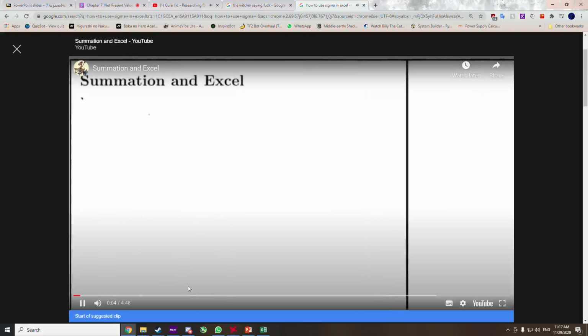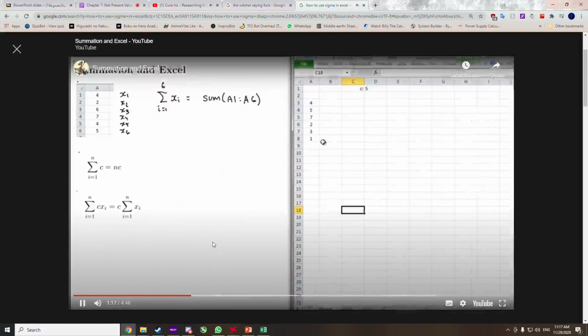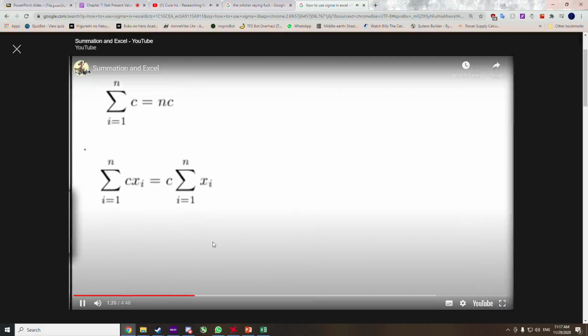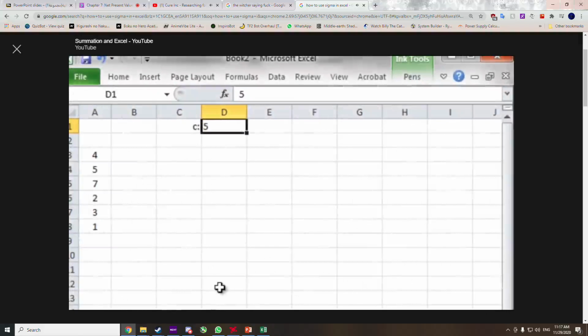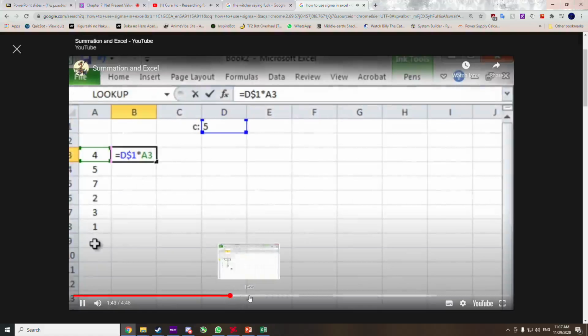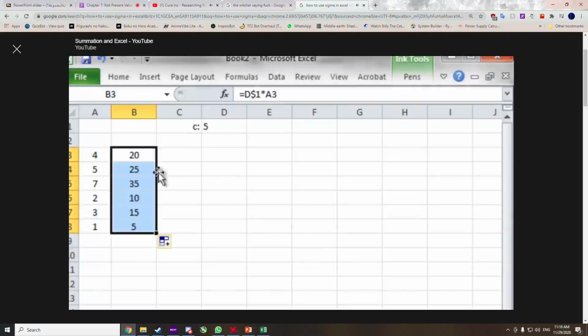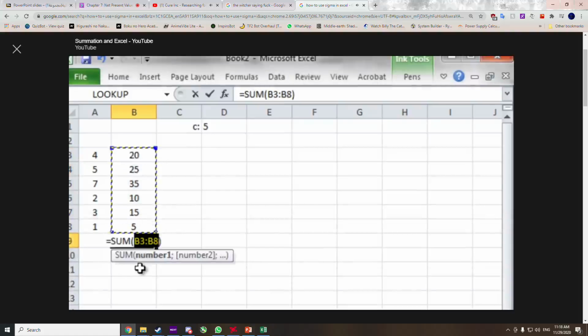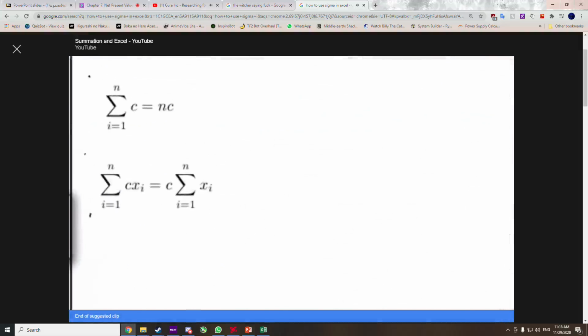Sign, and we illustrate that using the next rule, taking the constant out of a sum. I've put a constant here in cell D1, 5. 5 times 4 is 20. I make a copy of this cell. So here I have C times x1, here I have C times x2, and so on. If I do sum B3 colon B8, then that is precisely the sum here on the left-hand side.